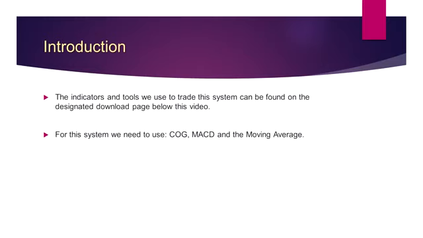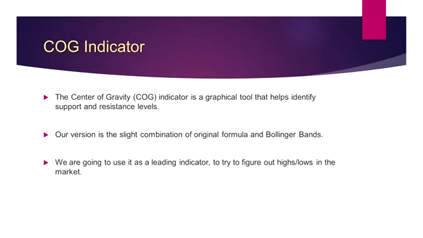The indicators and tools we use to trade this system can be found on the designated download page below this video. For this system, we need to use COG, MACD, and the moving average. The center of gravity indicator is a graphical tool that helps identify support and resistance levels. Our version is a slight combination of the original formula and Bollinger Bands.